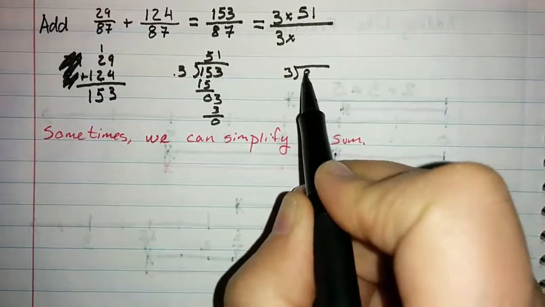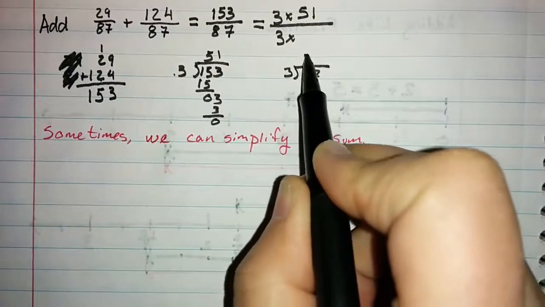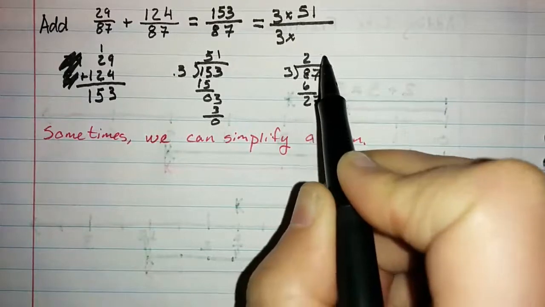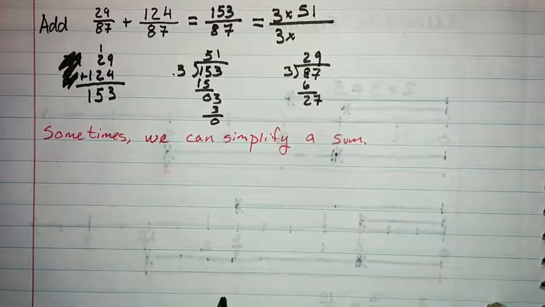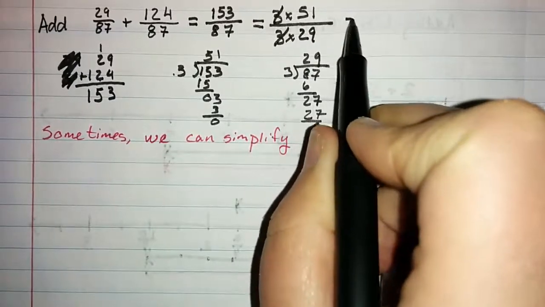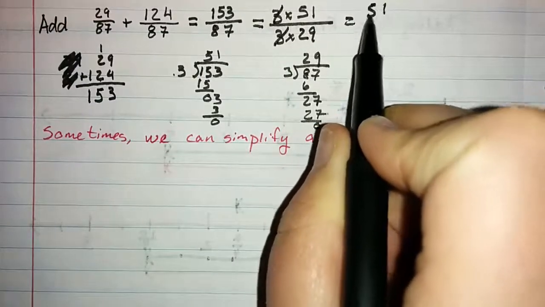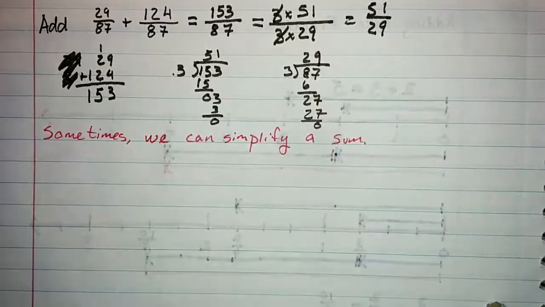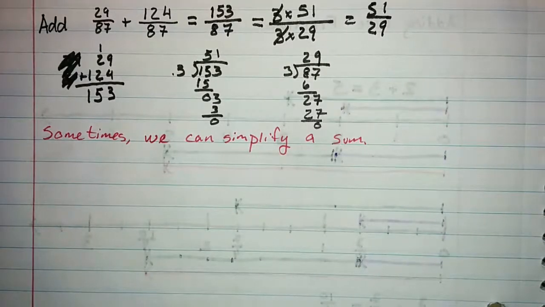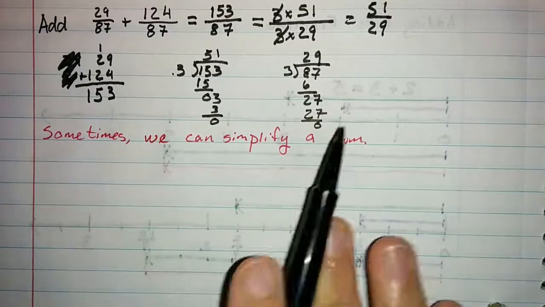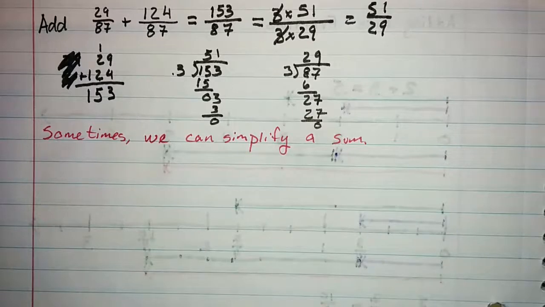3 goes into 87. 3 goes into 8 twice. 3 goes into 7 9 times. Cancel the common 3, and we're left with 51/29. Still not very nice, but simpler than 153/87. 29 is a prime number, so we can't simplify that any further. Do we need to simplify a sum? Not necessarily, but you should be aware that sometimes we can.